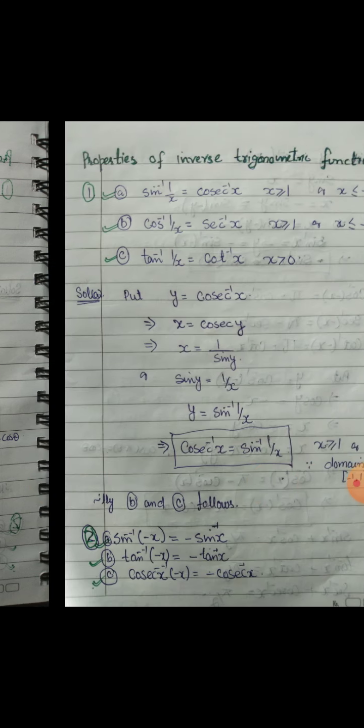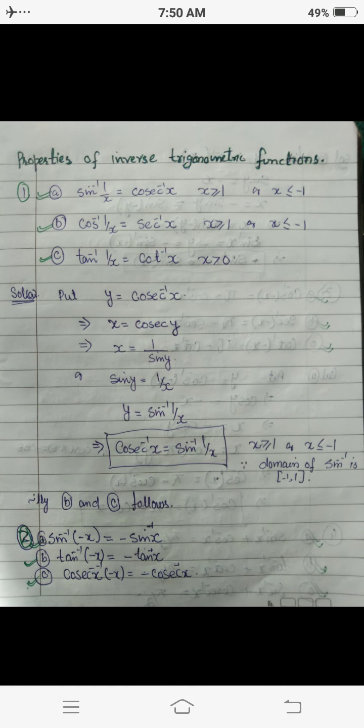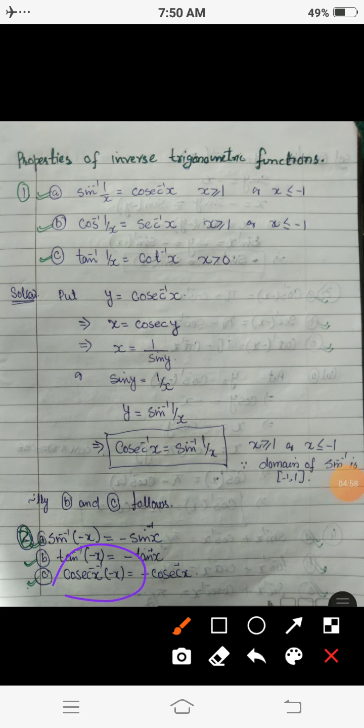Similarly, you can prove these two properties, like tan inverse of minus x is minus tan inverse x, and cosec inverse of minus x is minus cosec inverse x, by putting y equals tan inverse of minus x, and in part C you should put y equals cosec inverse of minus x, and pre-multiplying or precomposing by tan for part B and by cosec for part C.